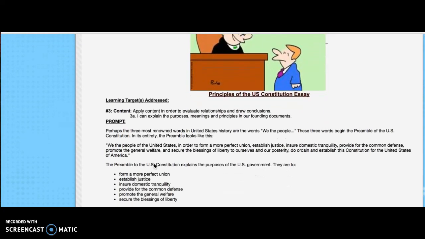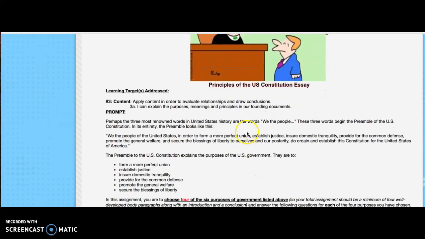What you need to do is look at the preamble. The preamble starts with "We the people." It's the first paragraph of the Constitution, and in that paragraph, it explains what the purpose of the U.S. government is. So the 6 purposes of our government are to form a more perfect union, establish justice, ensure domestic tranquility, provide for the common defense, promote the general welfare, and secure the blessings of liberty.